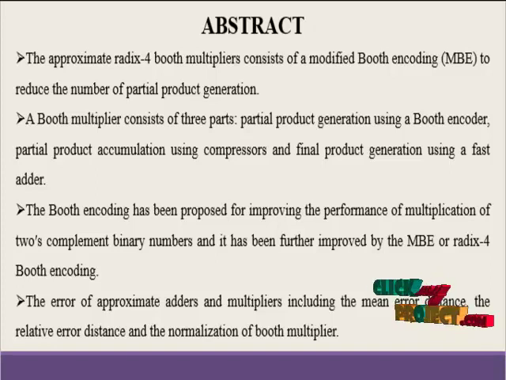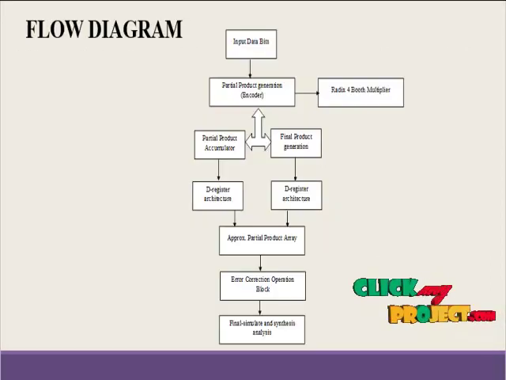Now we are going to discuss our product flow diagram. In our process, we give the input data bits for the 12-bit input data, and then we go to the encoding process. We have determined the three parts of the Booth multipliers. First, the partial product generation, which means the encoding process.